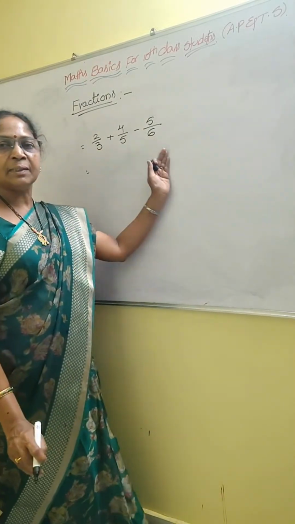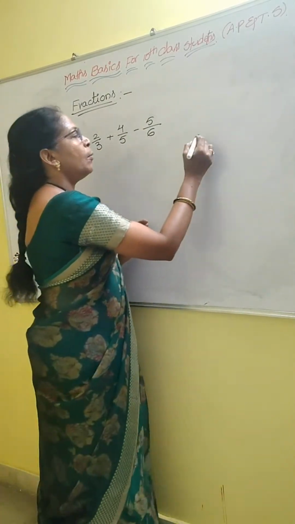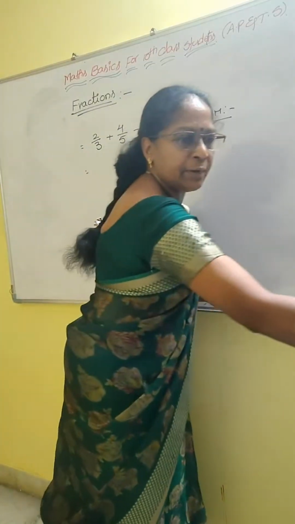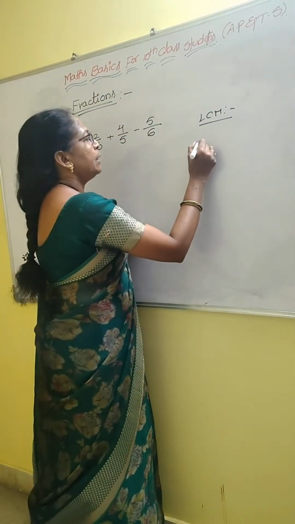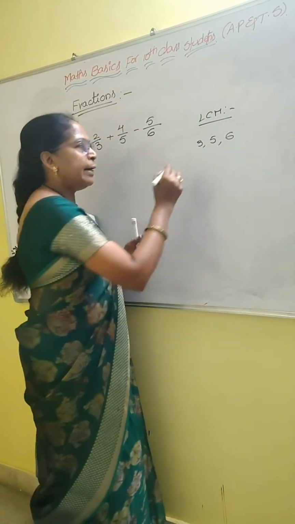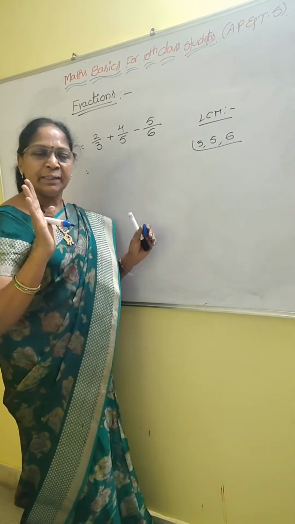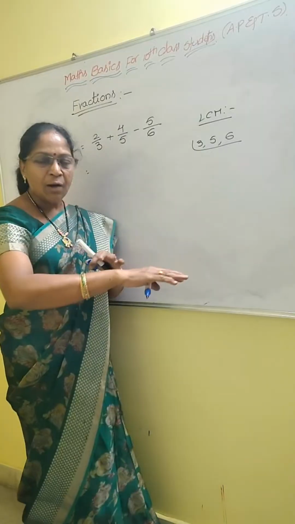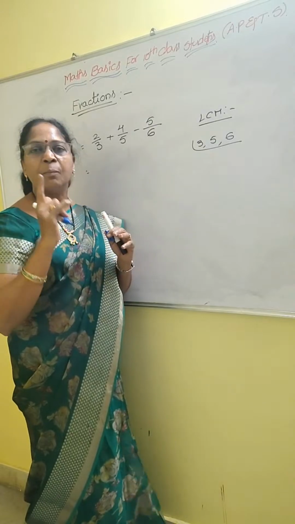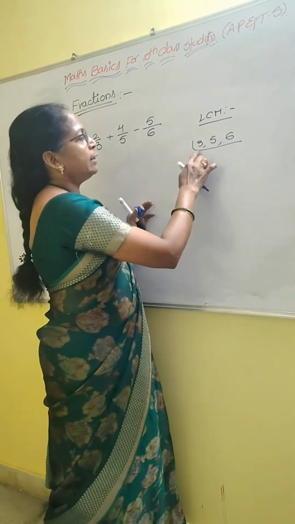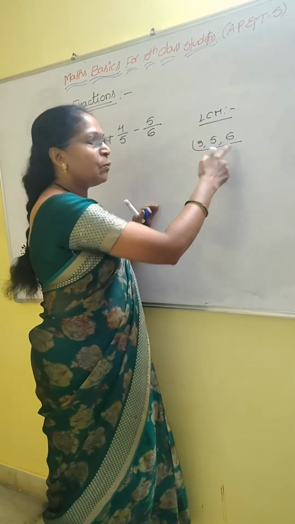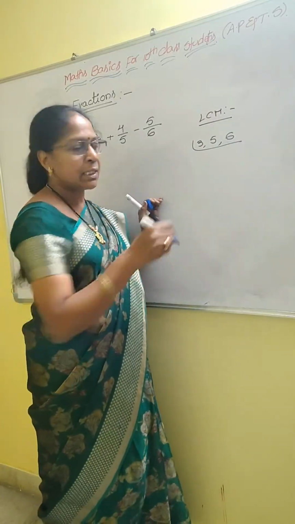LCM you have to find for the denominator values. What are the denominators here? 3, 5 and 6. Write the numbers and put the commas. Next here, among the three numbers, you have to consider more than half of the numbers. In more than half of the numbers, at least one number should be given. So more than half of 3, 5, 6 is two numbers. In these numbers, you have to check which number is divisible.